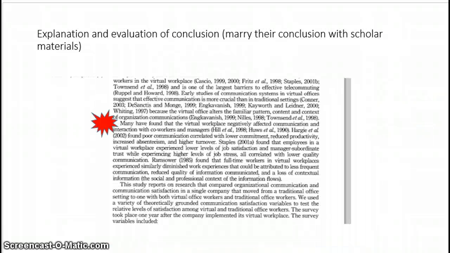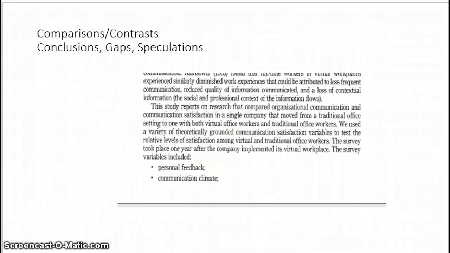Now, as you continue reading your piece of literature, you will see where the authors provide explanations and various evaluations of their conclusion. This is where the author marries the conclusion of their thesis statement along with other scholarly material. As noted here in this paragraph, we can see where they reference back other pieces of scholarly material that they chose to use, and they're tying it all together with their research.